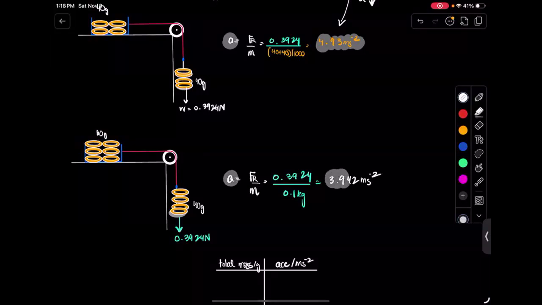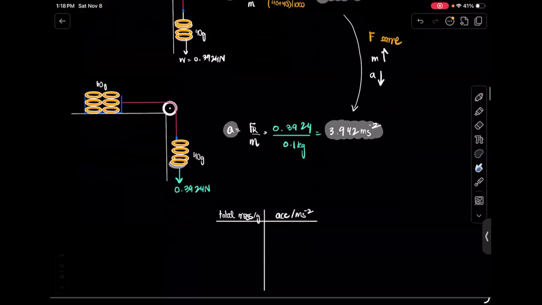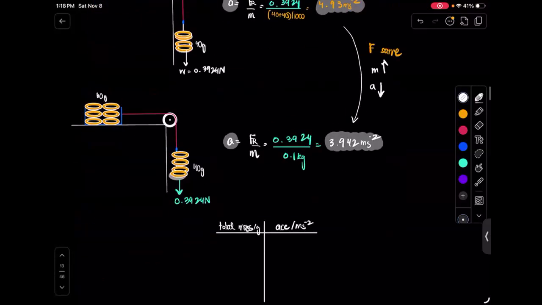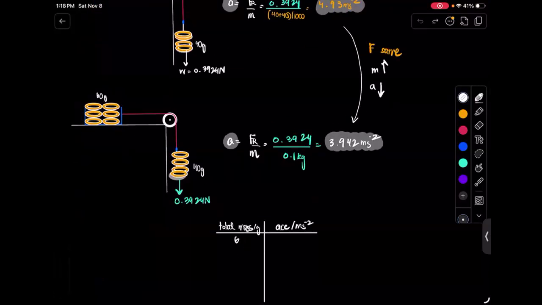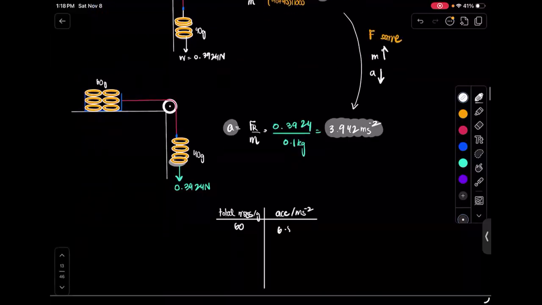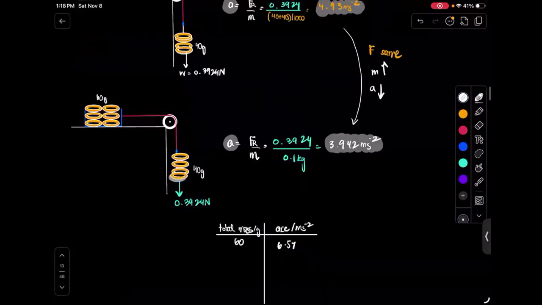You see that you increase the mass again, and your acceleration fell. Again, F is the same. You keep F the same because if F is not the same, then it would vary your results. So again, total mass was what? Initially, total mass was 60 gram. And what was your acceleration? That was 6.57.